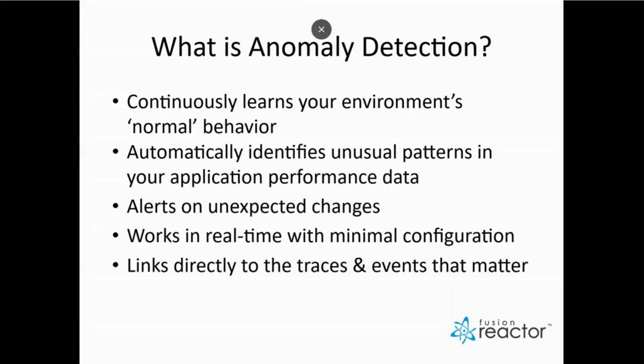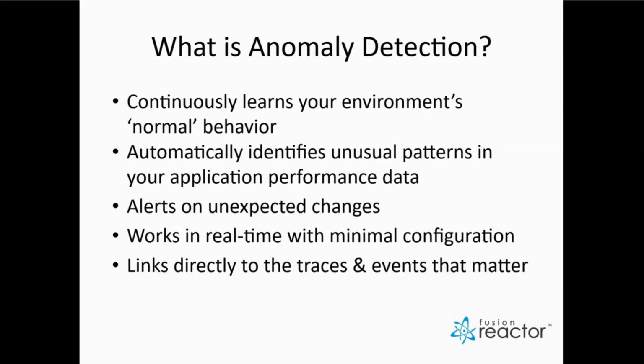So, what is anomaly detection? Well, it continually learns your environment's normal behavior. It has an idea in mind of what your own environment is in terms of performance. Then it will automatically identify any unusual patterns, any unusual behaviors within that data that it's seeing. So it knows this is what I should expect, but this is what I'm starting to see, and it can be slightly different. Once it's done that, after a certain amount of time, it will then alert you, depending on the thresholds you set up, and we'll come to that. It can then alert you on what those unexpected changes are.